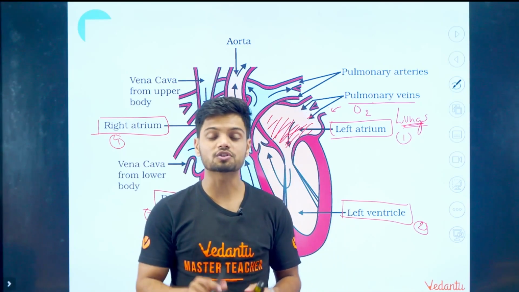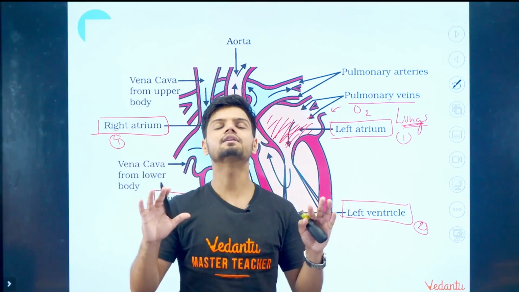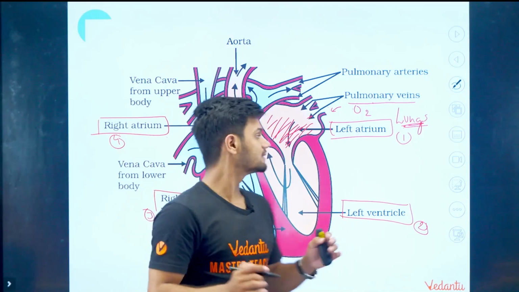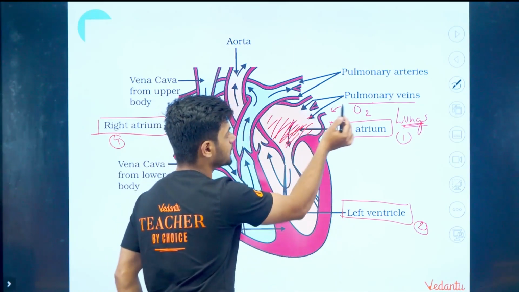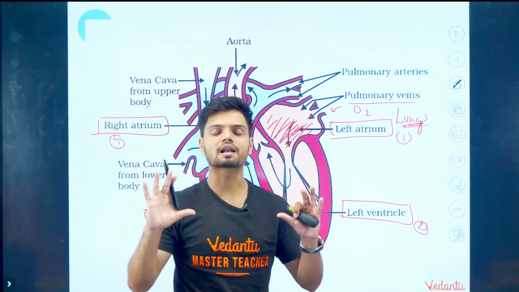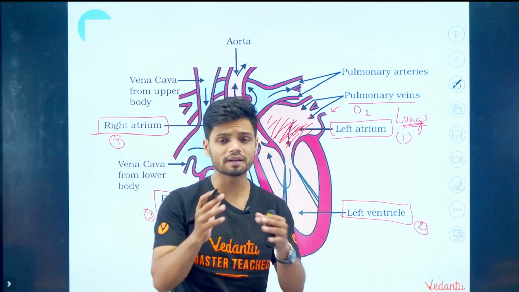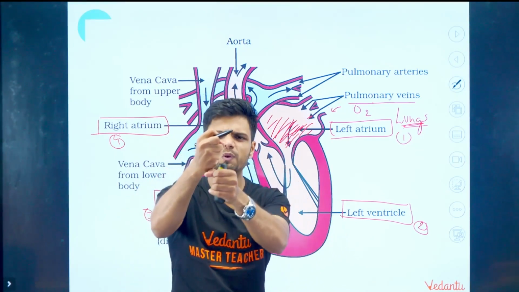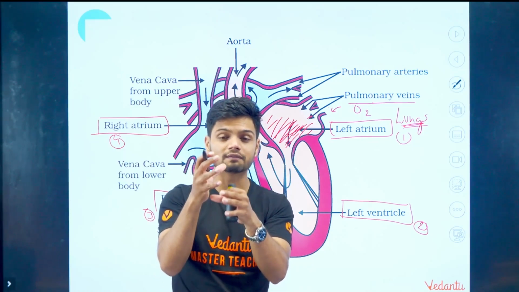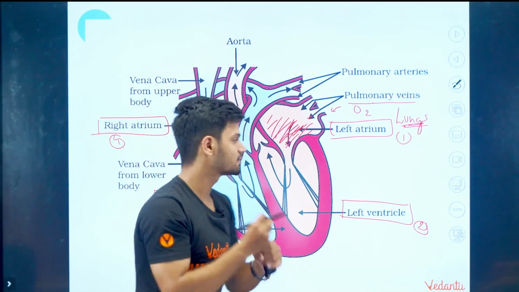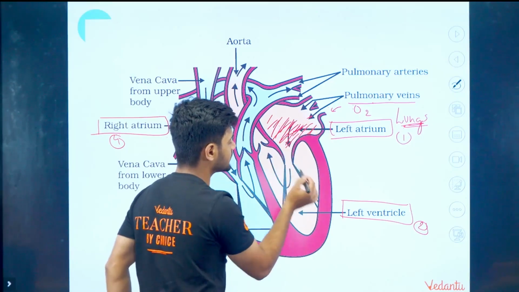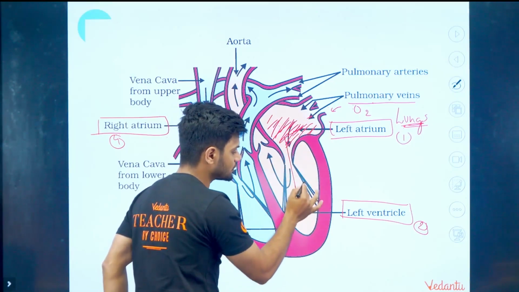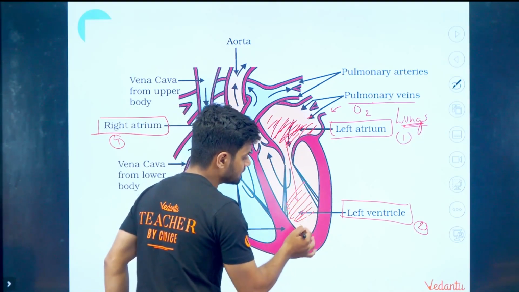Every single time a chamber is receiving blood, it will relax completely. So when the left atrium was receiving the blood through the pulmonary vein, it was relaxing completely. Now when it has blood, it will completely squeeze out. That is, the left atrium will completely contract here.